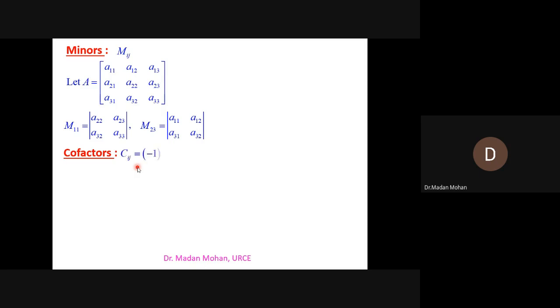These are nothing but Cij equals minus 1 power i plus j into Mij. For example, C11 is M11 only. Please observe why: minus 1 power 1 plus 1 is minus 1 whole squared. Therefore, C11 equals M11. Now tell me what is C23? Minus M23. Very good. The reason: minus 1 power 2 plus 3.